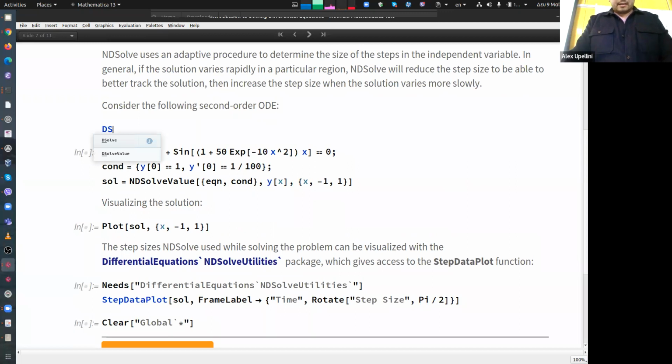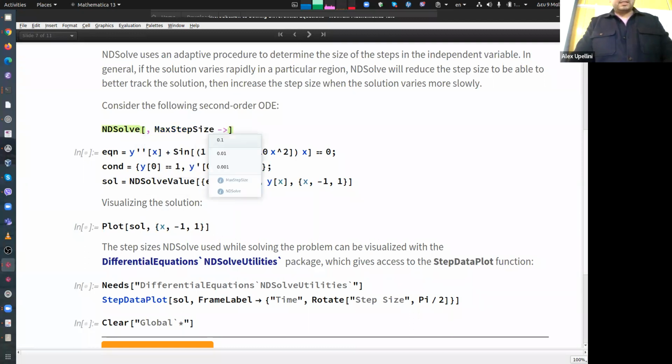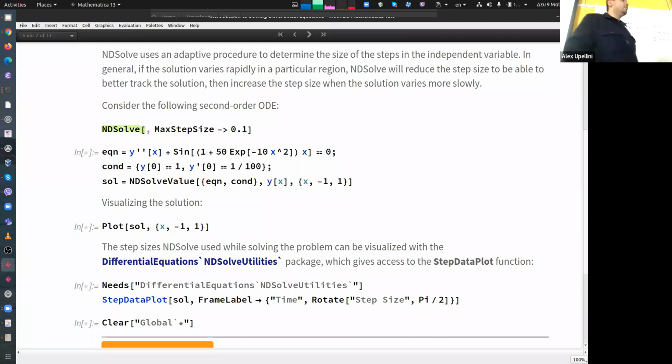If you say NDSolve something, you have an option which is MaxStepSize. Okay, so this is one simple answer. If you want to specify what's the maximum value that the step can take, you can use this option. There are a lot of options to control those parameters.